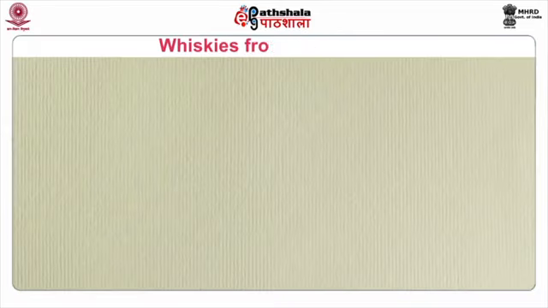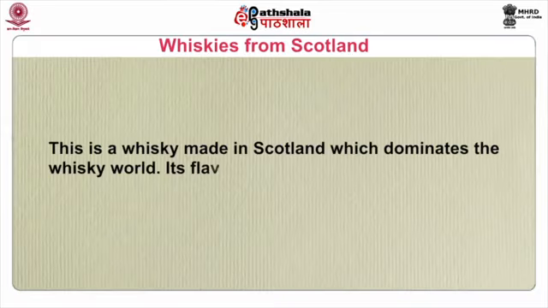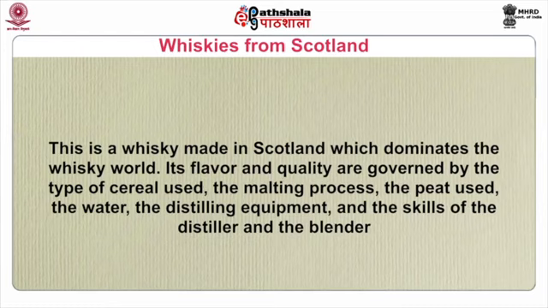Along with Scotland, other countries like America, Ireland, Canada also produce world-renowned whiskies. Japan is also coming up with some excellent whiskies in this modern era. Whiskies from Scotland. This is a whisky made in Scotland which dominates the whisky world. Its flavor and quality are governed by the type of cereal used, the malting process, the peat used, the water, the distilling equipment, and the skills of the distillers and the blenders.